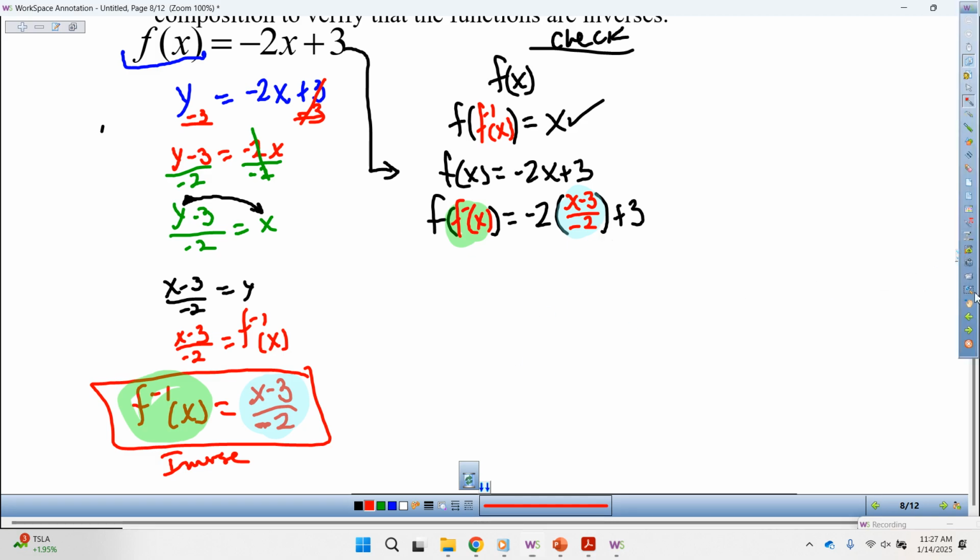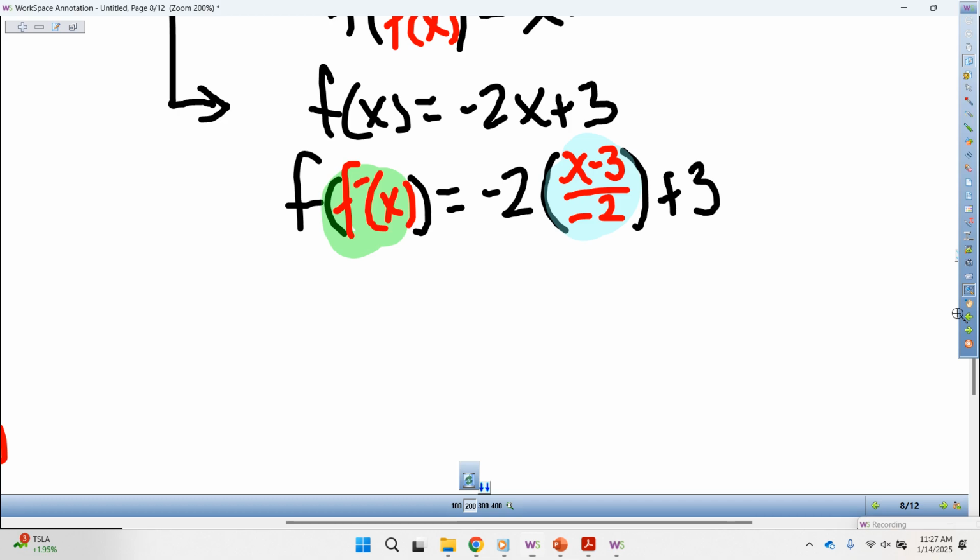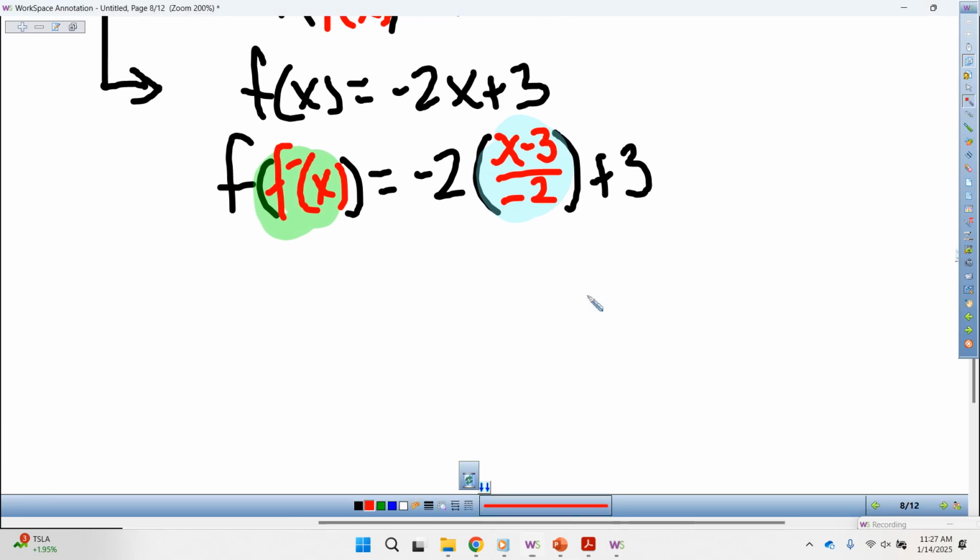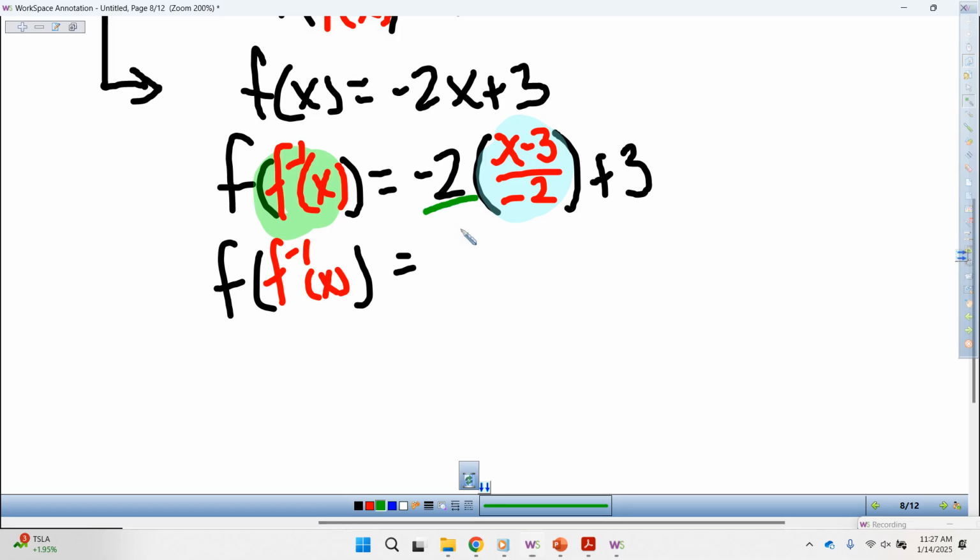All right, let me zoom in, because we're going to do work on the right side. The left side stays the same, guys. So f of, like I said, the left side stays the same. Let's do the right side now. Here we go. I'm going to put this over 1. So distribute the negative 2 to the numerator, to both terms. Negative 2 times x is negative 2x. Negative 2 times negative 3 is positive 6. Over 1 times negative 2 is negative 2. Bring down the plus 3. Yes?